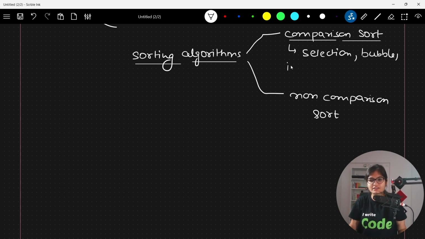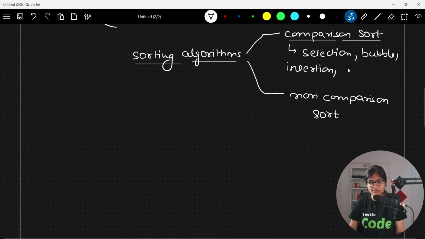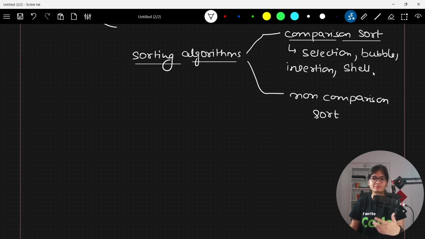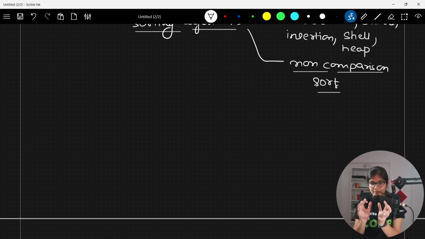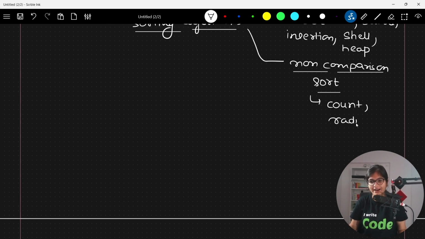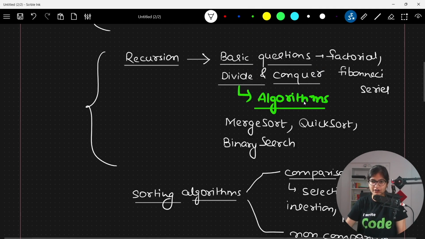Here comes the insertion sort, here come the quick sort and the merge sort, which I already have written in the above part. Here comes the shell sort. So these are the comparison based sorting algorithms. Heap sort, right? When we talk about non-comparison sorts, here the elements are not compared within themselves, like the count sort, the radix sort, the bucket sort. So these things will come into the picture, but you should be aware of them. All these sorting algorithms will come once you are done with the concept of recursion.